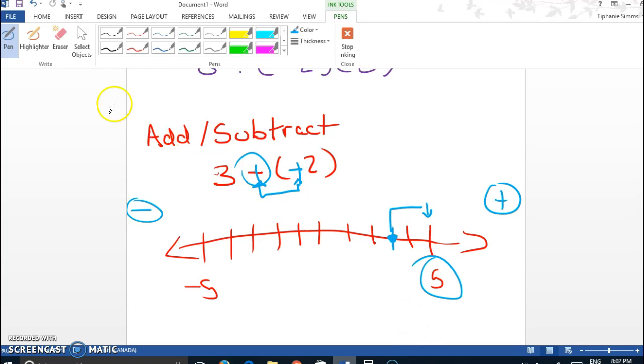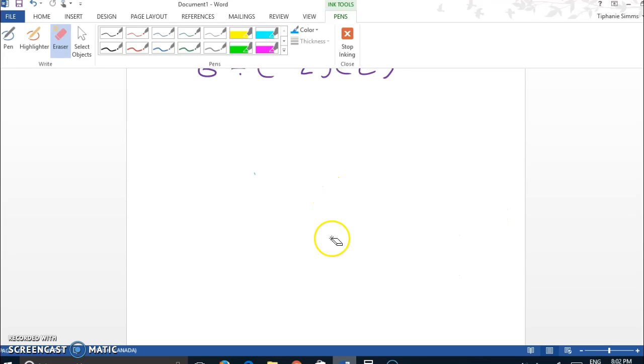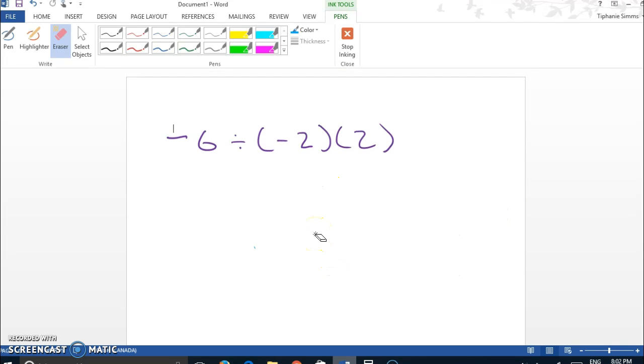That's my answer. So when you're adding and subtracting, think of the number line. First number is where you start. Addition or subtraction is your direction, and then the last one is just your number of places, unless you have that double negative. That's the only exception there.